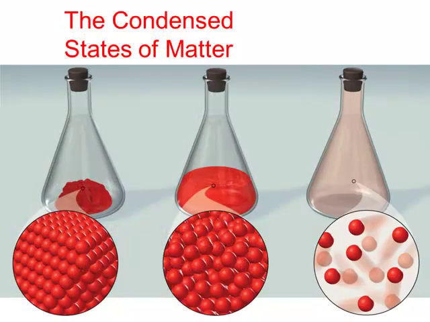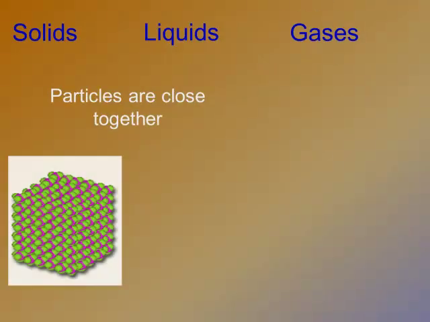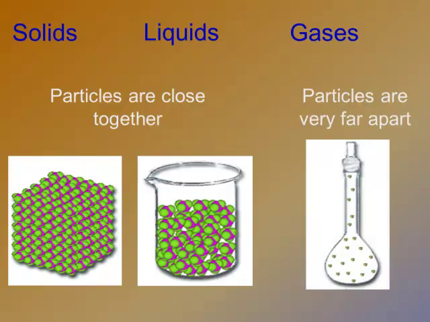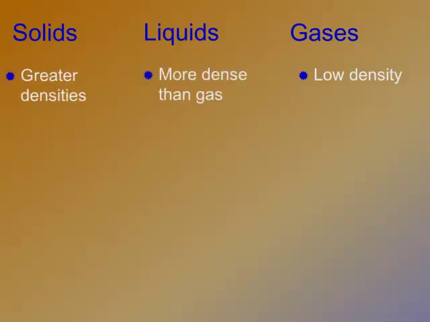When comparing solids and liquids, the condensed states of matter, to gases, the structural difference should be clear. In the condensed states, the particles are very close together, while the particles of a gas are spaced very far apart. This gives rise to noticeably different macroscopic properties. While gases have low densities, solids and liquids are much more dense. The density of a gas is affected by temperature.